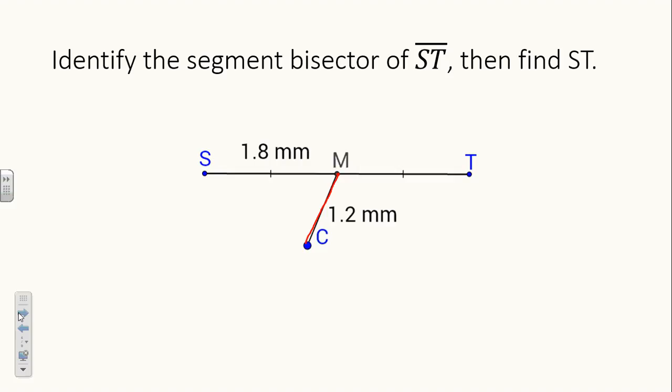So I want to use the segment mark. And then how can I name that segment? MC. Does everyone agree? Okay, what would be another name for that? CM. Can we reverse the letters of a segment and still get the same segment? You bet. And if you wanted to be technical, what's one other thing that we could say is the segment bisector of that segment?